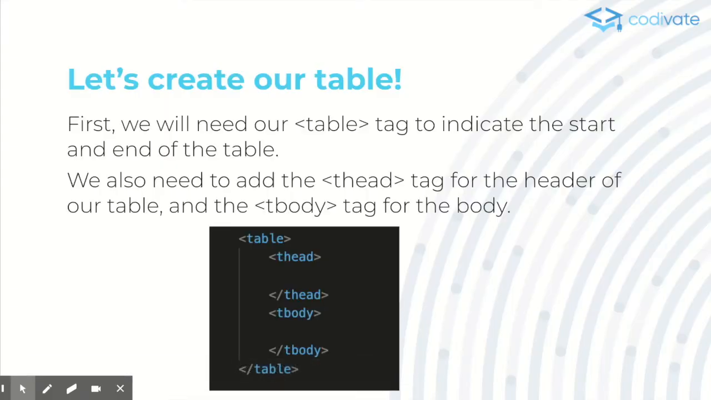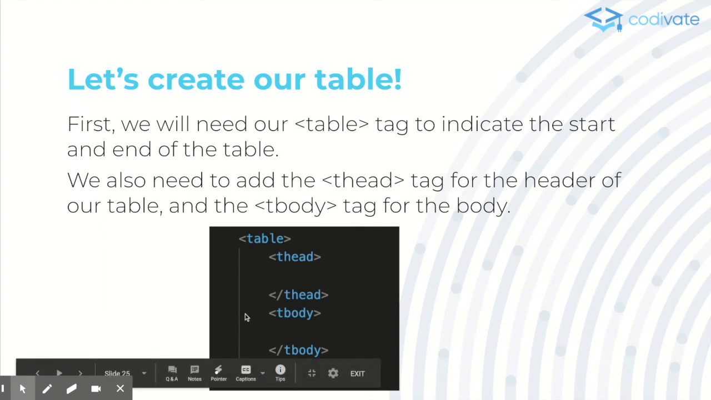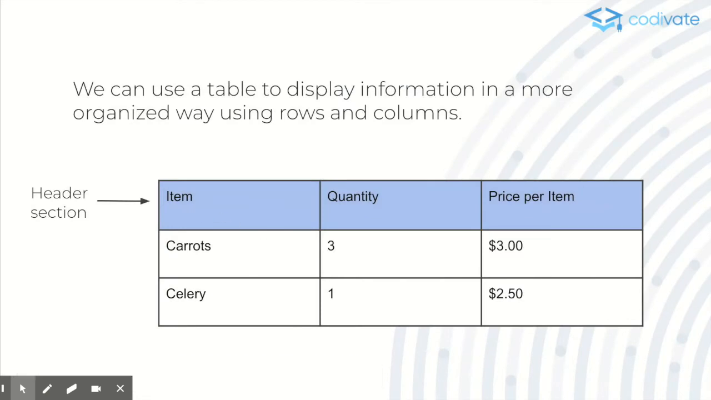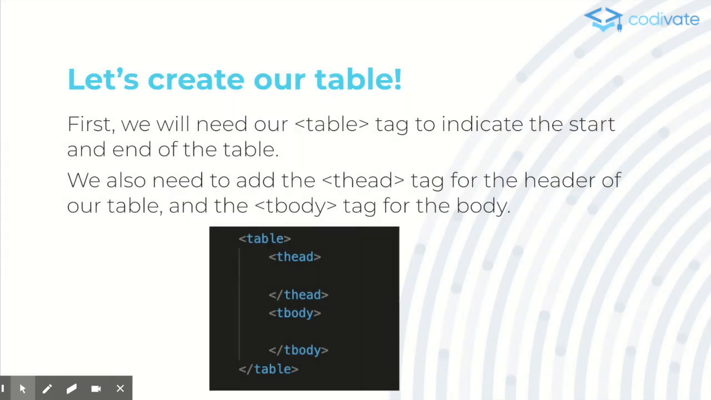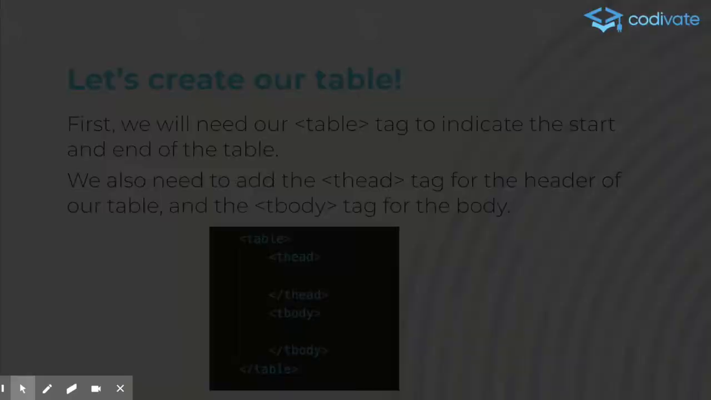So how about we create our table? First we need our table tag to indicate the start and end of the table. The thead tag would indicate the header of our table, and the tbody tag would be the body. So the thead tag would be what is displayed over here, while the tbody would have everything below it, so all the different items.